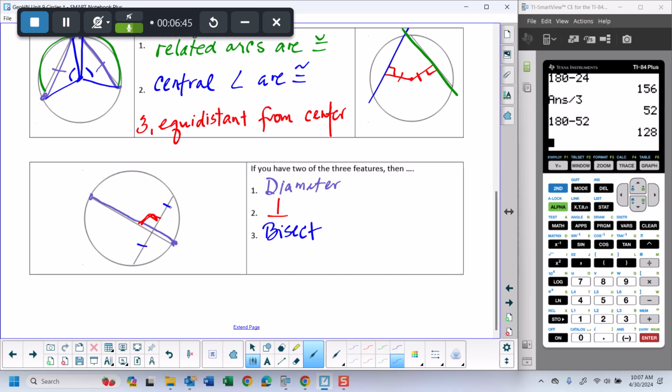And we talked about any two of those three are going to give you that third. So if you have a chord that's bisected and perpendicular to another chord, that chord's going to be the diameter. If you have a diameter that bisects a chord, it's going to do it at a perpendicular relationship. So anytime you have two out of the three, whether it's these two or the top and bottom two, you automatically have the third.